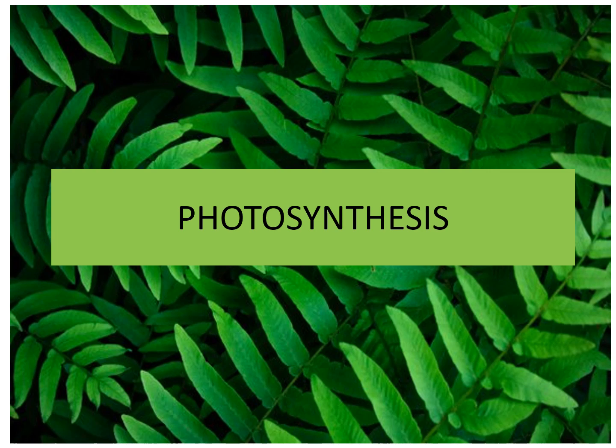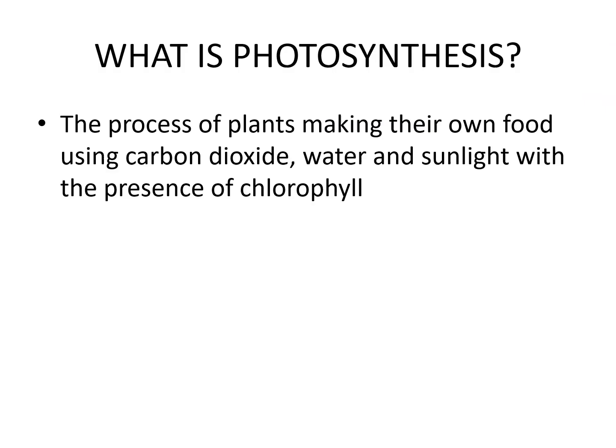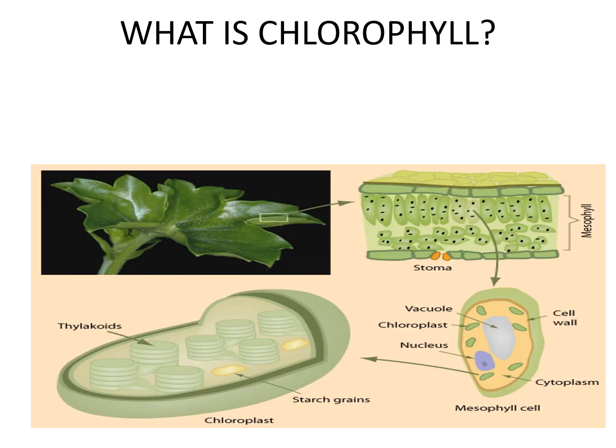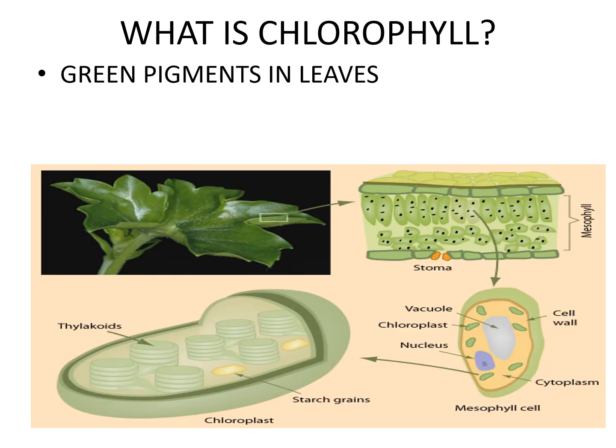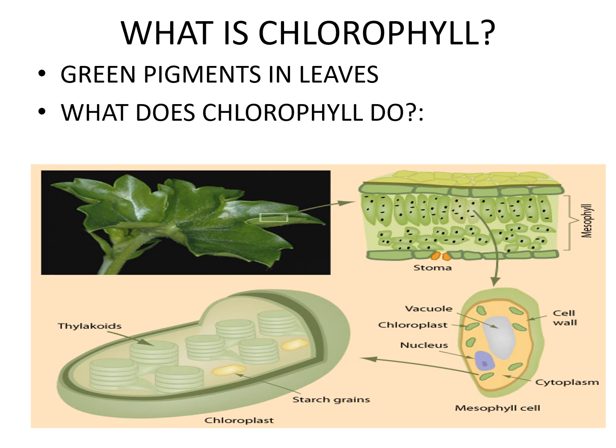So let's continue our lesson with the title Photosynthesis. What is photosynthesis? It is a process where plants make their own food using carbon dioxide, water and sunlight with the presence of chlorophyll. What is chlorophyll? Chlorophyll is the green pigments in leaves. And what does chlorophyll do?